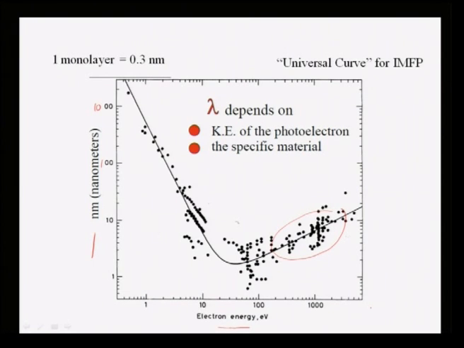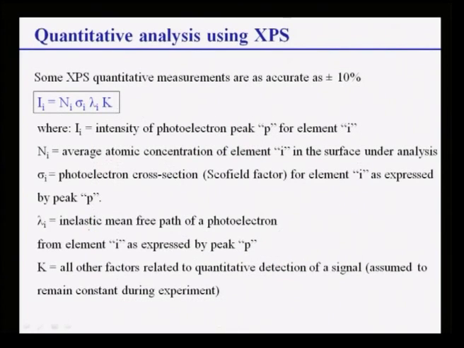So lambda depends on the kinetic energy of the photoelectrons and the specific element. The specific element, meaning what type of element it is, dictates the binding energy. Now after knowing all these things, because you know the sampling depth and how peaks are to be identified, let us see how quantitative analysis can be done.